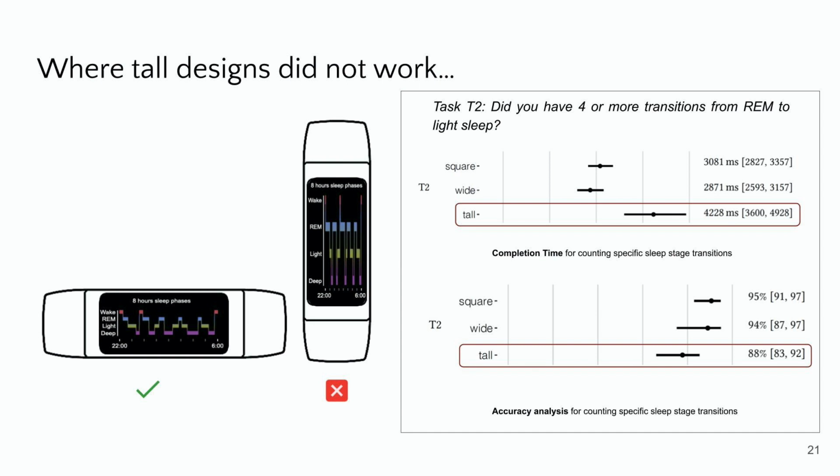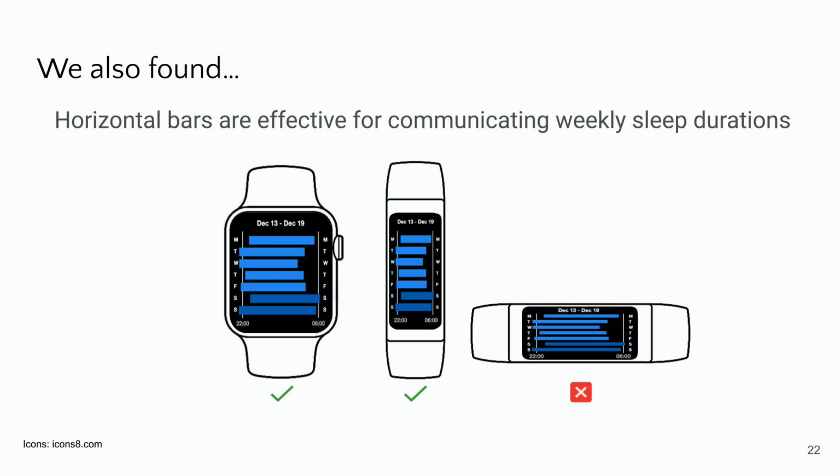However, tall designs didn't work for one of the synoptic tasks with the hypnogram where participants had to count specific sleep stage transitions. We saw that participants needed the longest to answer, showed in the completion time analysis on the top right, made the most errors, displayed in the accuracy analysis on the bottom right, and were the least confident compared to the other form factors. We also found that horizontal bars effectively communicate weekly sleep durations and can be safely used. Participants were confident, correct, and fast in all tasks.